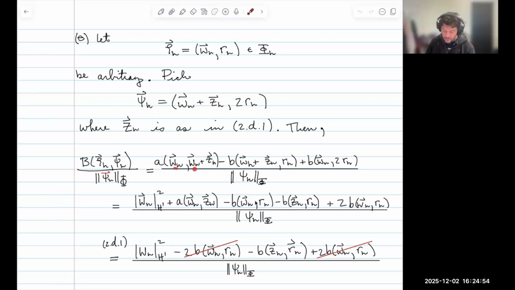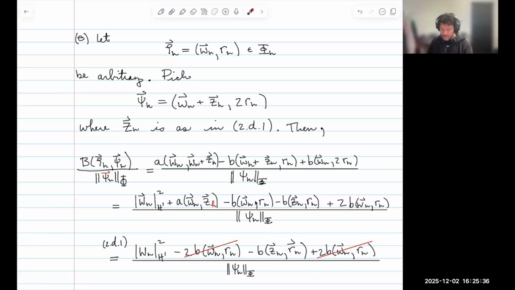The first one is going to be the H1 seminorm squared of WH. The second one is A(WH, ZH). That should be not ZW, but ZH. And this one, B(WH, RH). The second one is going to be B(ZH, RH), both with minus signs, plus 2. I'm going to pull that 2 out. Again, bilinearity, B(WH, RH). Okay, so everything looks good.